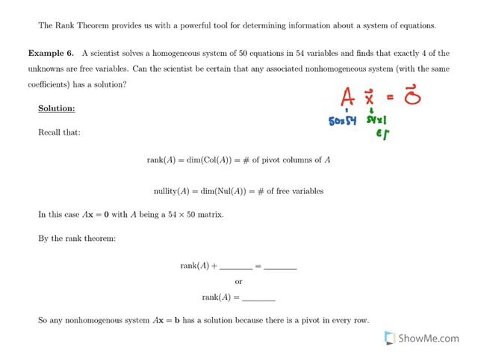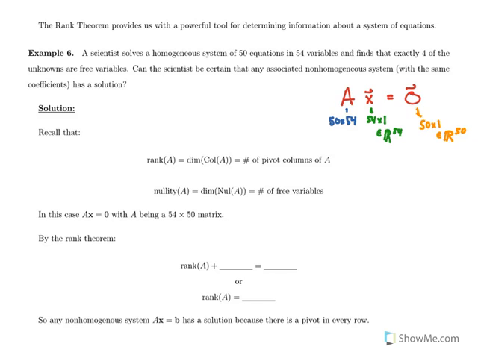That's going to be something in R54. And this 0 vector is a 50 by 1 zero vector, something in R50. So that system of equations is solved and finds that exactly 4 of the unknowns are free variables.